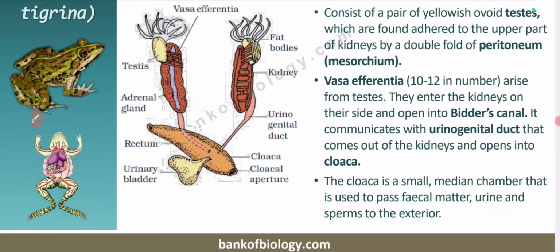The cloaca is a small median chamber that is used to pass fecal matter, urine and sperm to the exterior. So it is a common chamber, we can say, for fecal matter, means solid waste material, urine, nitrogenous waste and male gametes, sperm.